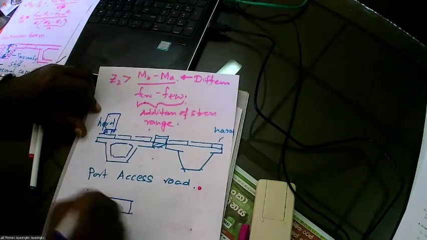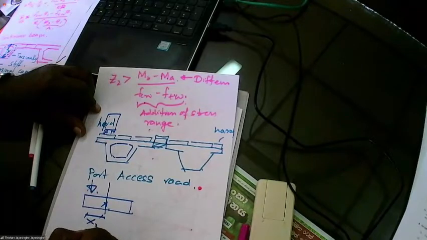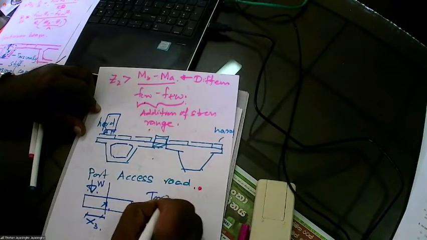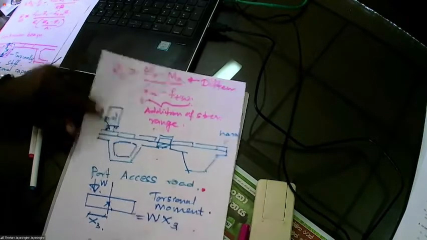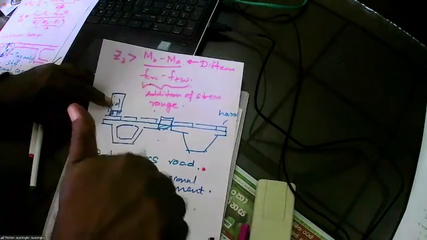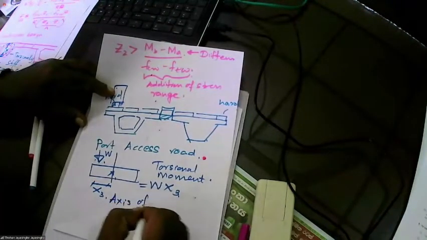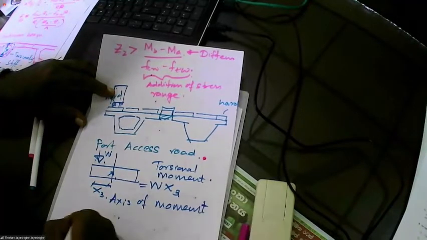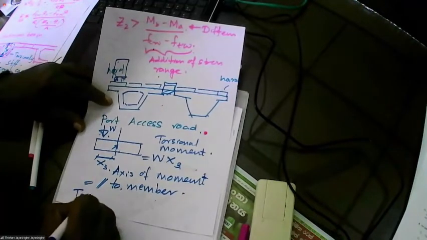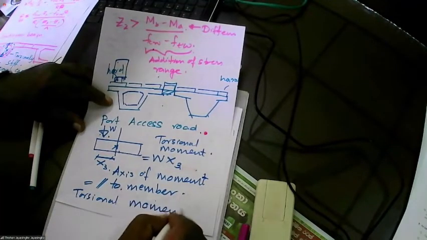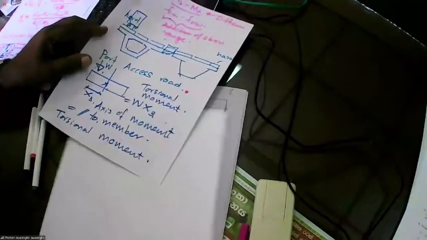The beam is like this, loaded here, restrained here. So this is H3, this is W. What is the torsion or moment? It is W times H3. Why do we call it a torsional moment? If you look at the axis of bending, the axis is like this, so it is along the axis of moment, parallel to the member. If it is parallel to the member, what can we say about it? It is a torsional moment, not a bending moment. So what will happen if the section is subject to torsion? You have to look at the bridge engineering aspect of it.